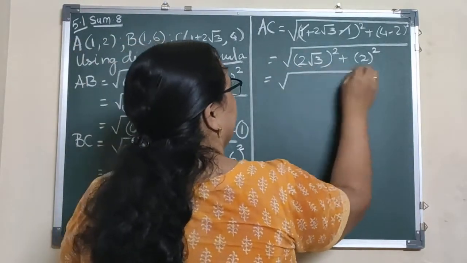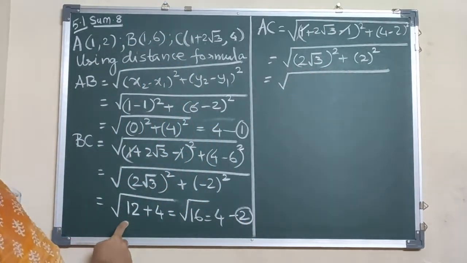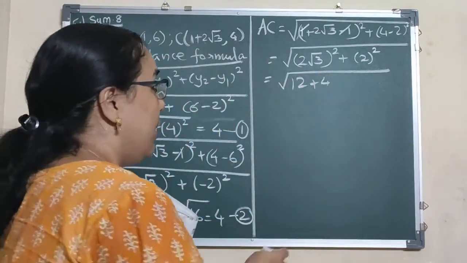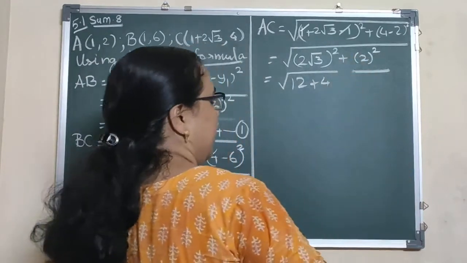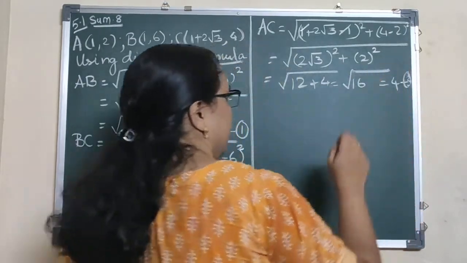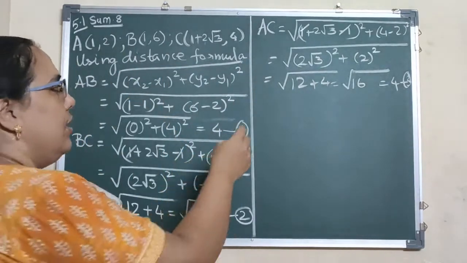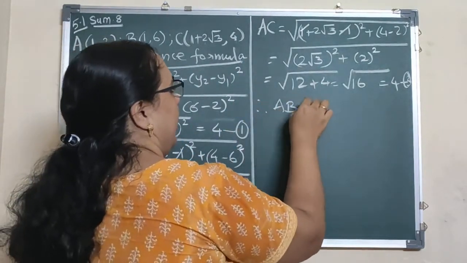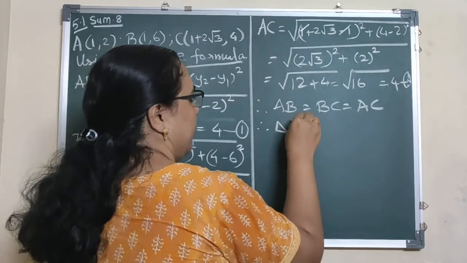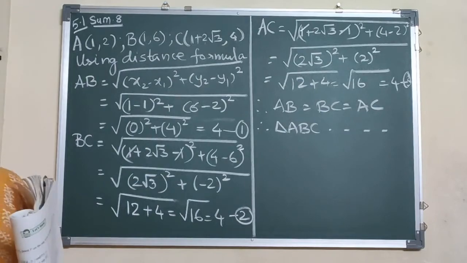Is 2 square. Again, I hope you remember here how we got the answer 12. Same here. 12 plus 4. What is 12 plus 4? Yes, 16 again. That is equal to 4. Equation 3. Hence, from here, what can we conclude? From 1, 2 and 3, AB equals BC equals AC. Therefore, triangle ABC is an equilateral triangle. Hence, the sum concludes. Okay.